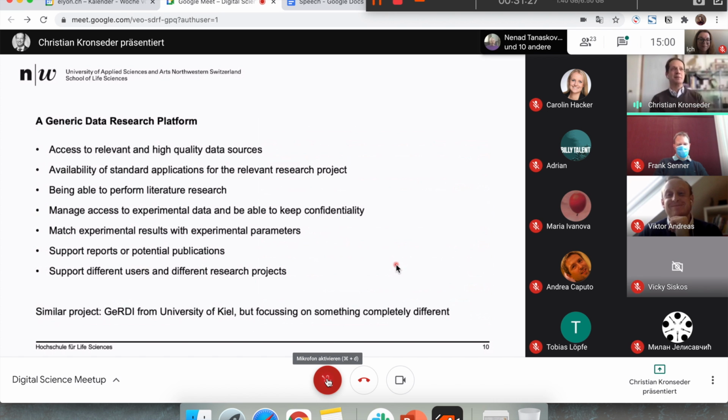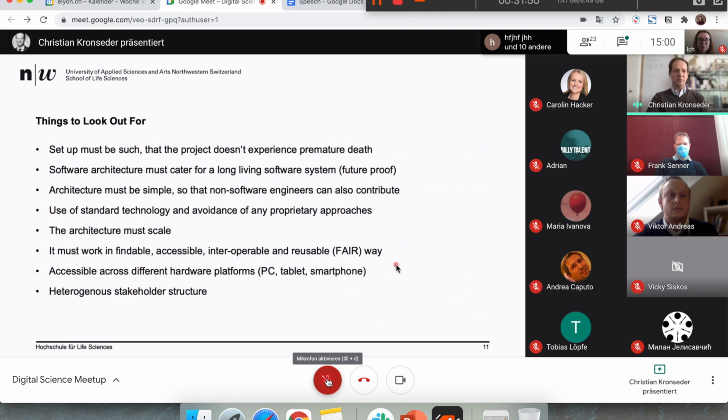Okay, so here's my idea. We have a generic data research platform. We give access to relevant and high quality data sources. We manage access to our experimental data, and we support different users and different research projects. So all these items I see here would be some sort of the high-level ingredients, how you can build a data research platform.